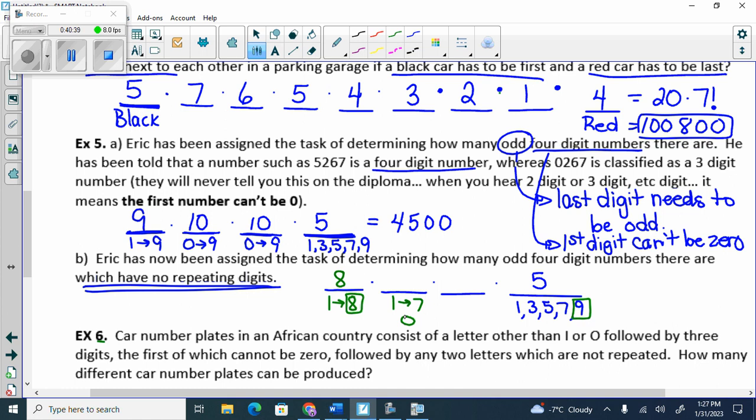What did I use up? I used up the 8. I used up the 9. So now I have 1 to 7 and 0. 1 to 7 and 0, which is 8 options. And then what do I have to do? Box and hole. And then 1 to 7 is 7.